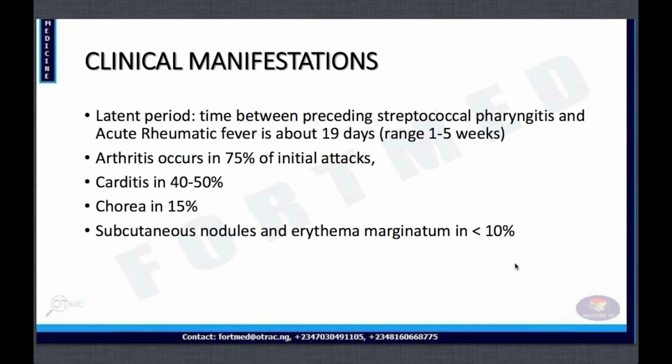From the point of initial infection of the throat or the skin by the bacteria to the point of affectation of either the joint, the skin, the brain, or the heart is about 1 to 5 weeks, but an average of 19 days. And most people who have acute rheumatic fever have joint involvement, that is about 75%. Next is carditis, that's heart involvement, which is common, present in up to 50% of patients, and chorea and subcutaneous nodules, that is skin involvement, are present in 15 and 10% of patients respectively.